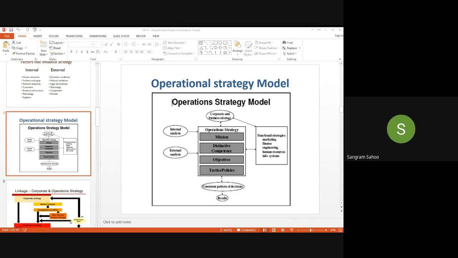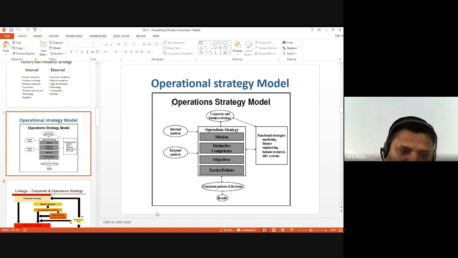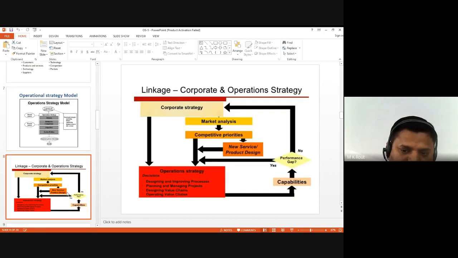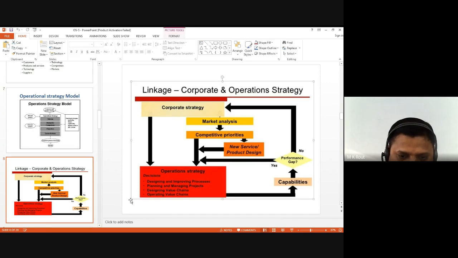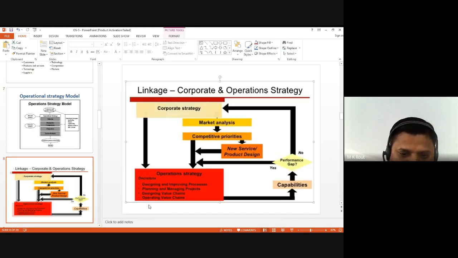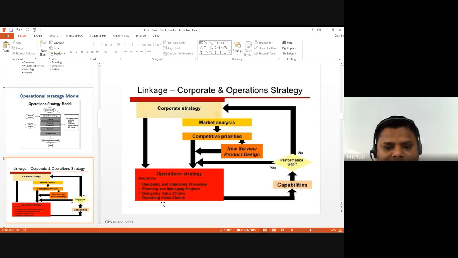Okay. So moving to the next one, we are discussing how operational strategy should be linked to the corporate strategy. Here is the overview. Whenever you think about corporate strategy, the corporate business strategy should be implemented, and it directly goes to operational strategy. I think this picture is not visible properly, so I will just read this one.